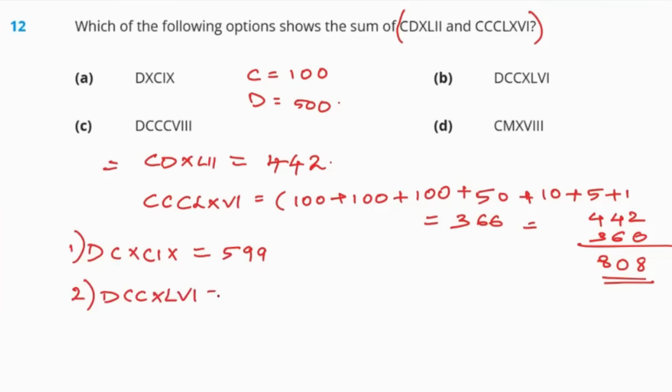Next, the second one, DCCXLVI, is equal to 746. Third one, DCCCVIII, that is equal to 808. And here option C is equal to 808. So the correct option is option C.